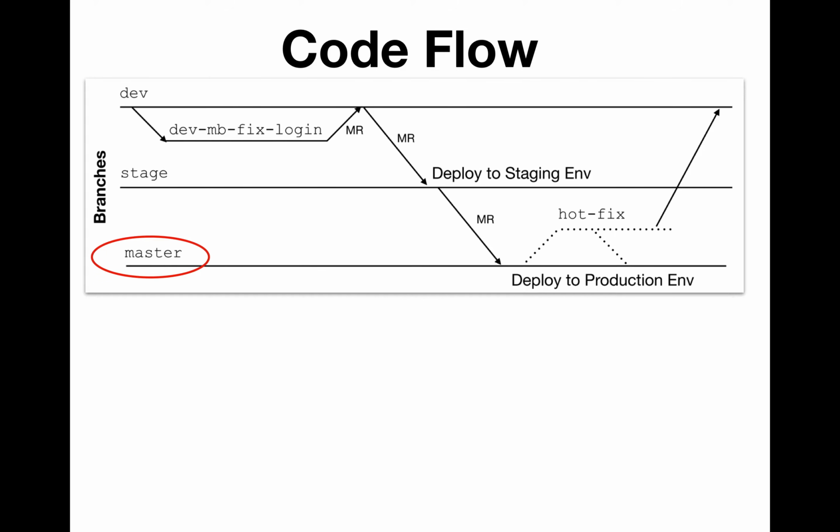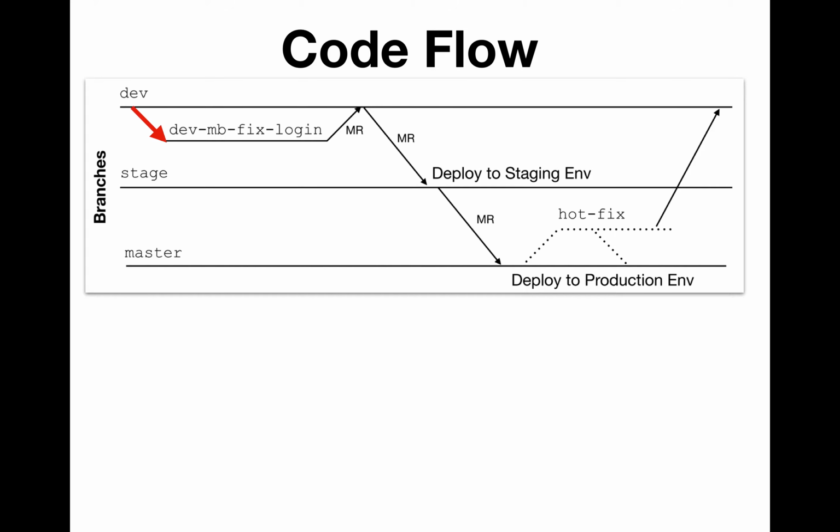So the idea is the GitLab pipelines are associated with the staging branch, the stage branch, and the master branch. And the dev branch is not associated with the GitLab CI/CD process. So that's just a regular branch that just sits on its own in the repository.